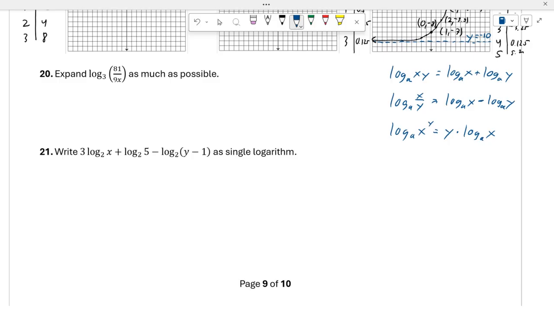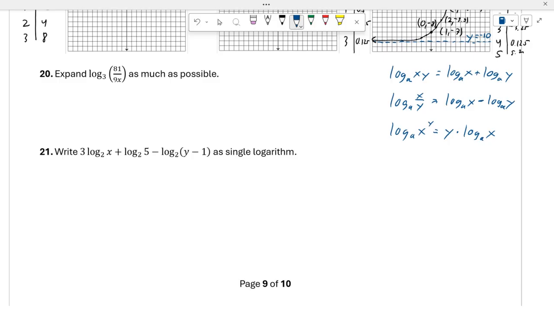So these are the properties of logarithms. If you forget them, you can always look them up. Search for properties of logarithms and they'll pop up as soon as you type it into any search engine. These are the properties that we're going to want to remember. Again, the directions here say expand the logarithm as much as possible.